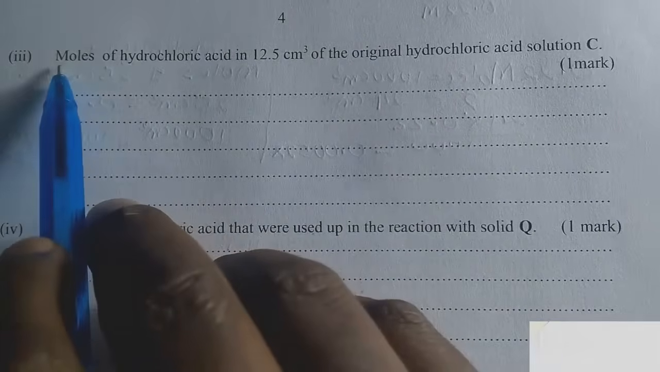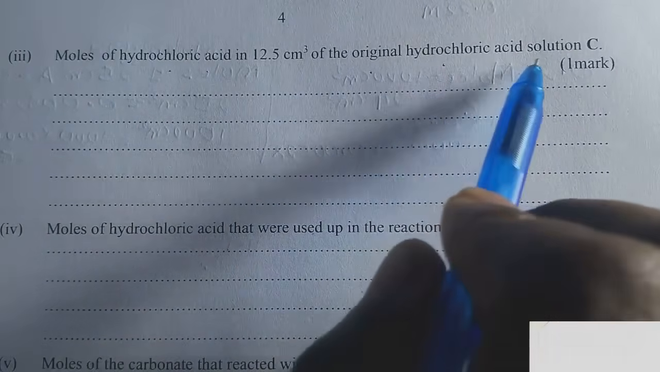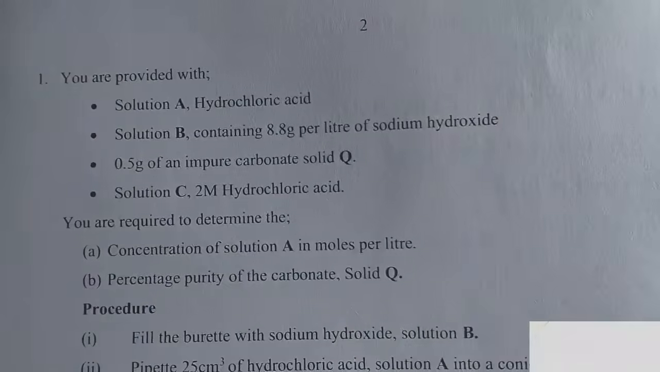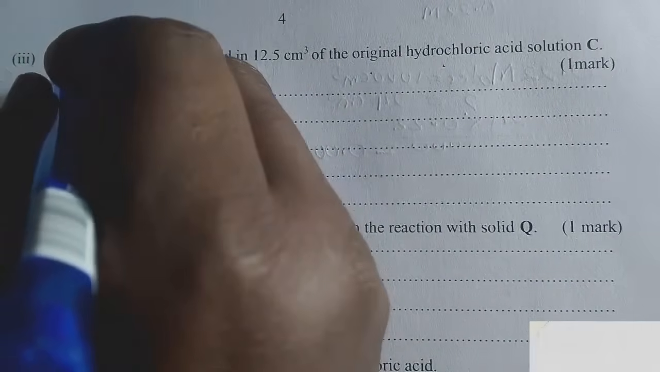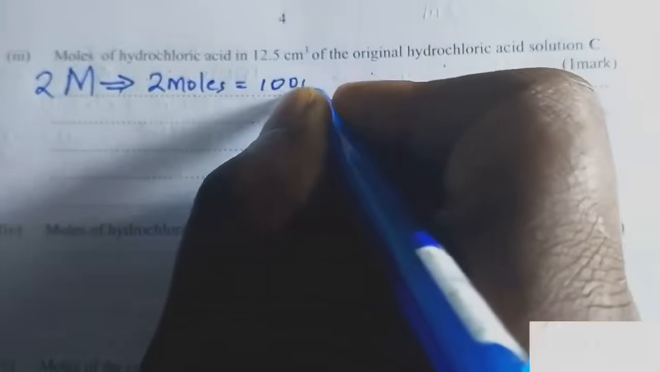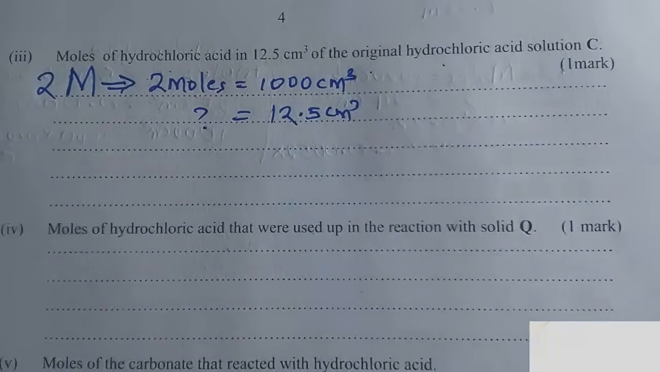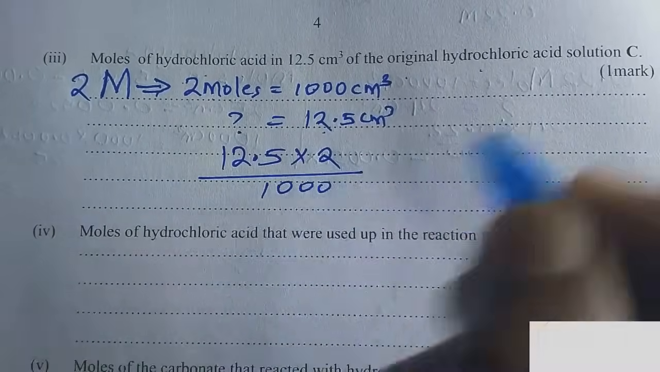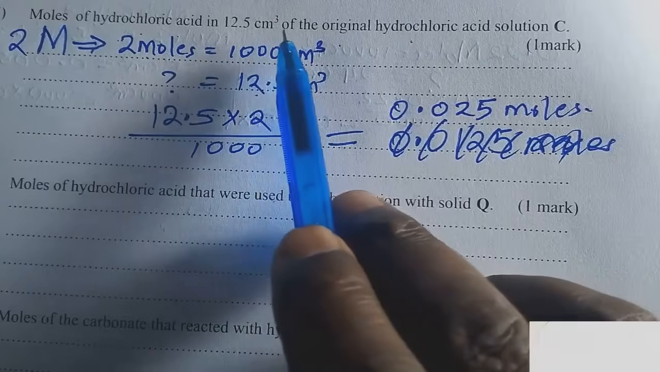Calculate the number of moles of hydrochloric acid in 12.5 centimeters cube of the original hydrochloric acid solution C. We want the moles, but from what we were provided with, we know the molarity of solution C, the original, is 2 molar. 2 capital M implies 2 moles are in 1,000 centimeters cube. So we will find out how many moles 12.5 centimeters cube will contain. So this times this divided by this: 12.5 times 2 divided by 1,000. And this will give us 0.025, the number of moles in the original 12.5 centimeters cube that was used.